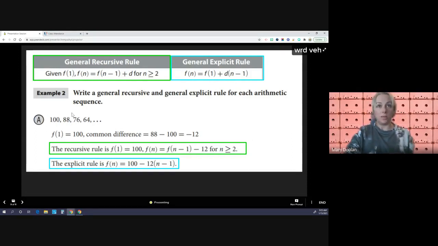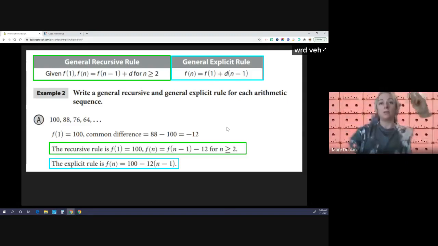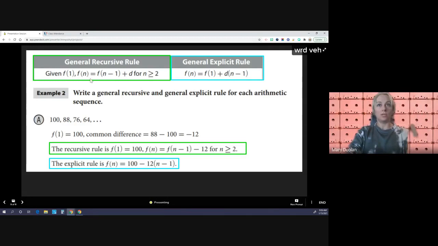Now with this sequence, these numbers are getting smaller. Okay, we've looked at other ones where the numbers were getting bigger. And so the common difference here, instead of adding 12 each time, we're subtracting 12 each time. And that's okay. So we just write the common difference as negative 12. Once you know those two things, you know what f of 1 is, you know what little d is, you just plug them into these general rules. These are like the cheat sheets of how to write the rules.